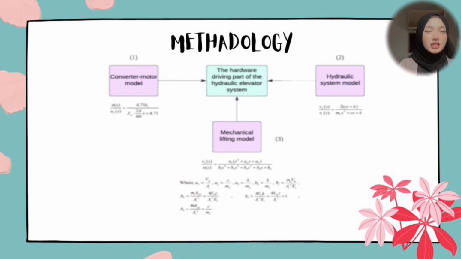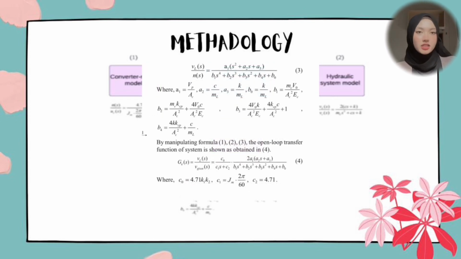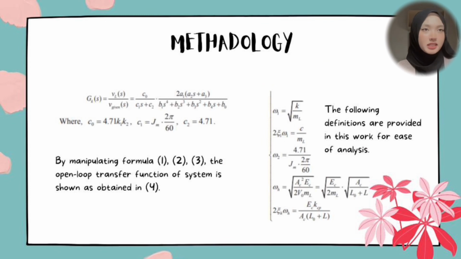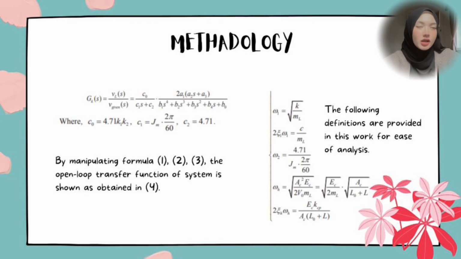The transfer function is represented in the following way. This is the third equation. For all the equations, by manipulating formulas 1, 2, and 3, the open loop transfer function of the system is obtained in 4. This is the equation for part 4 in our project. In the last equation, C0 is 4.71 K2 K1, C1 is JM times 2 pi over 60 s, and C2 is 4.71.